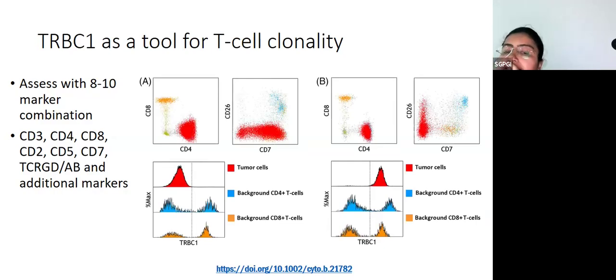So with that, these are examples of two cases. If you have a look at the case on the left, this is on the CD3 positive, and you see that the red cells or the abnormal cells are positive for CD4. When you look at CD26, they lack CD26, but they are CD7 positive. And when you look at the TRBC1, most of these cells are negative for TRBC1. And you know that the antibody has worked well because the background cells, CD4 as well as CD8, are splitting into two populations. Now, the example on the right is a case of Sézary syndrome. Again, CD3 positive, CD4 positive, lacking both CD7 and CD26. And these tumor cells are positive for the TRBC1 antibody, right? So this gives you a clear sign of clonality.